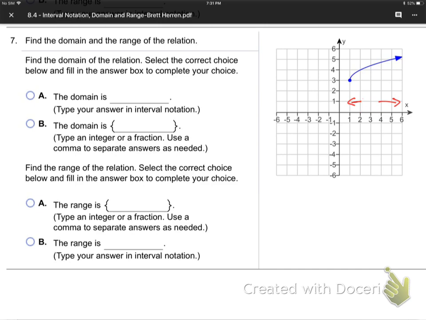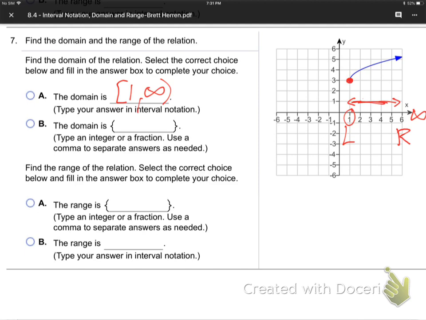Anyway, whatever. So domain, we're talking about left edge, right edge. How far left? It goes from 1 to infinity. Is that good? Bracket on the 1, because he hits the 1, this is a solid dot straight on the 1, to infinity on the right. So it goes from 1 to infinity. That's the domain, that's the sideways.